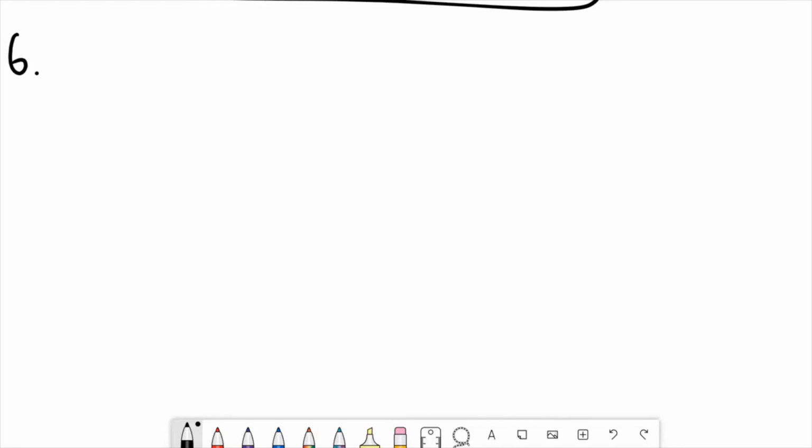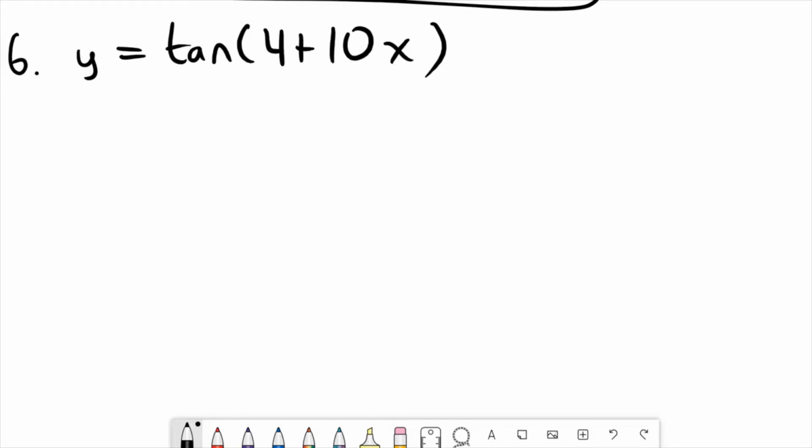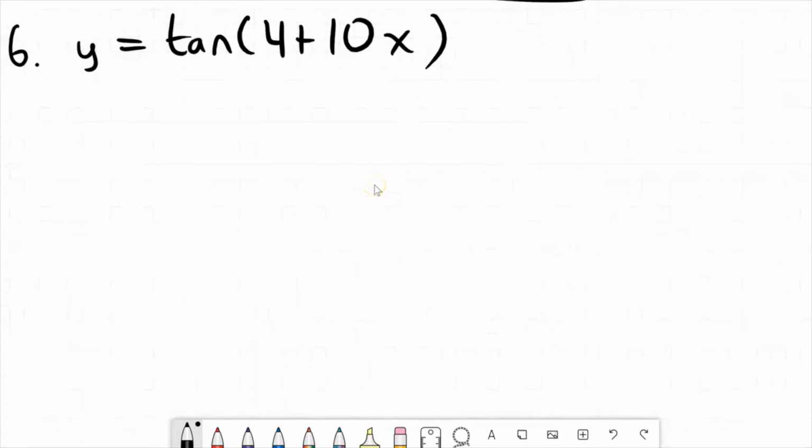Question 6 says y is equal to tangent of 4 plus 10x. Okay, how do we go about this one? Let's see. The inside here is this, and the outside here is that. That's the first thing I always like to point out. And maybe once you get used to it, you'll actually just know it immediately, and then you can maybe even do the formula in your head once you get a lot of practice with this.